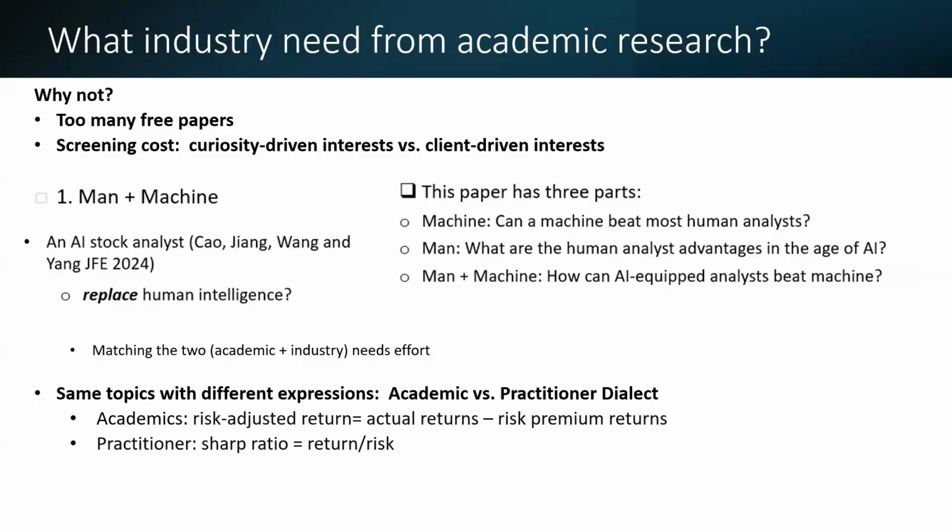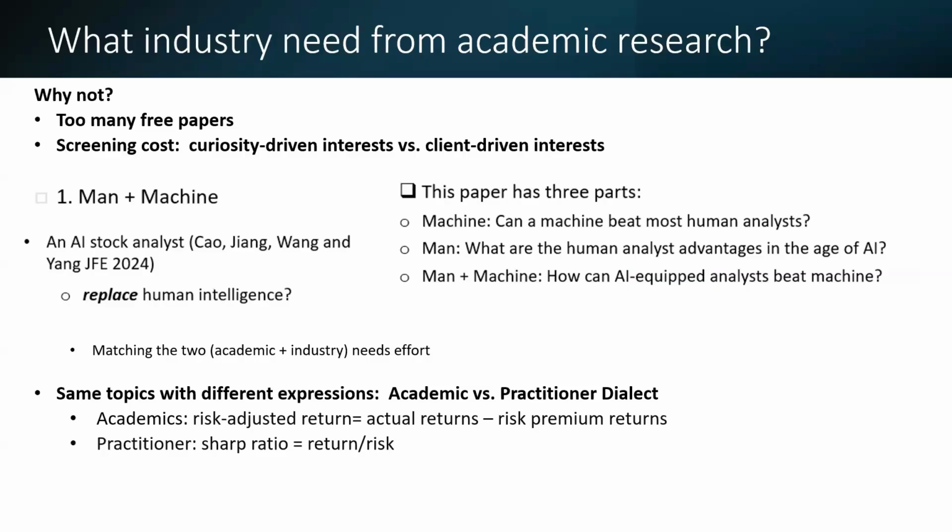One is there are too many free papers. They don't know which one is relevant and which is not relevant. Another one is the screening cost, so we want to reduce the screening cost. Another one is that we focus on different things. Academia focuses on curiosity-driven questions. The industry focuses on client-driven questions.